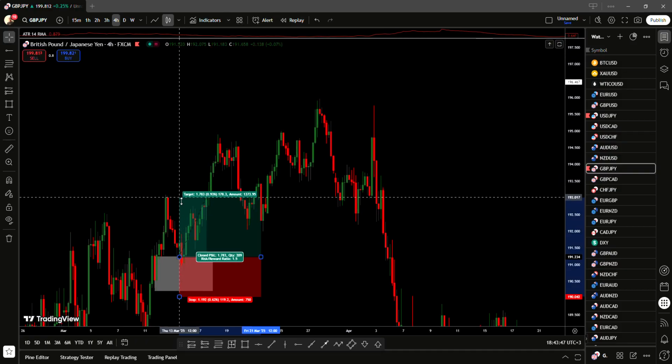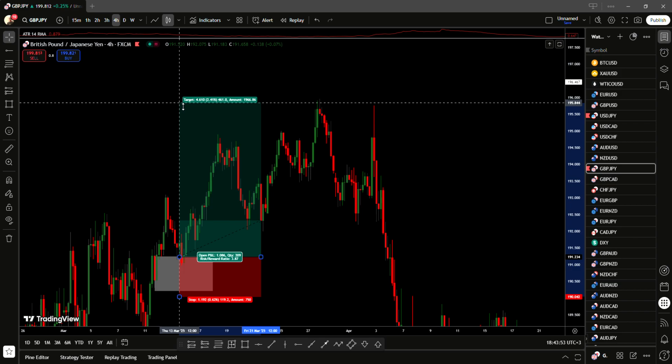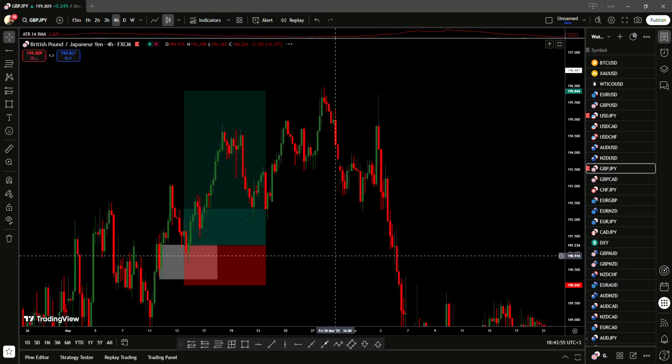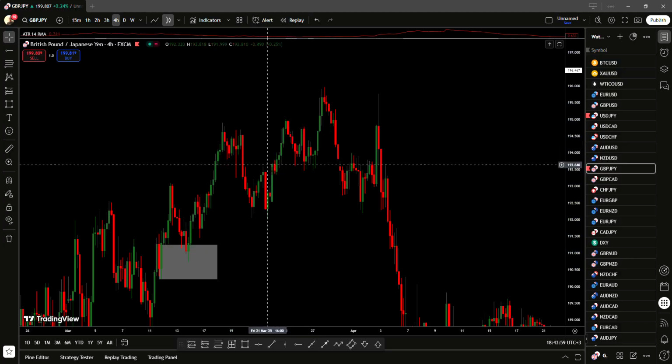This risk reward is not good, but it gave you 170. Then you would go to 300, and then you would go to 400 pips. That is if you were patient enough. So I think that is all I had for today.